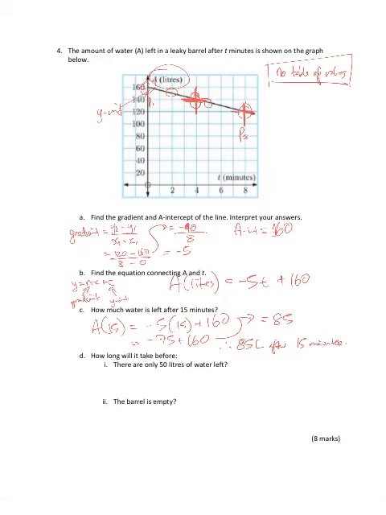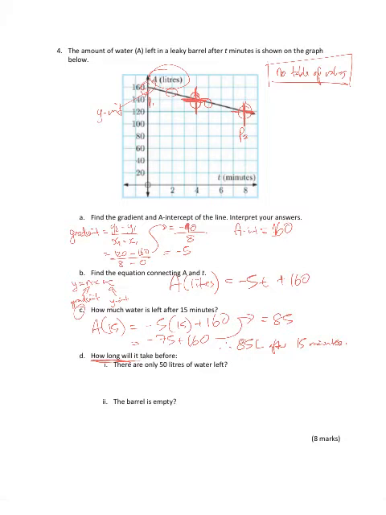How long will it take before there are only 50 litres of water left? Here it's asking you to find the time, so how long will it take for a given amount of water left, whereas in question C, it was asking you how much water is there after a particular time.